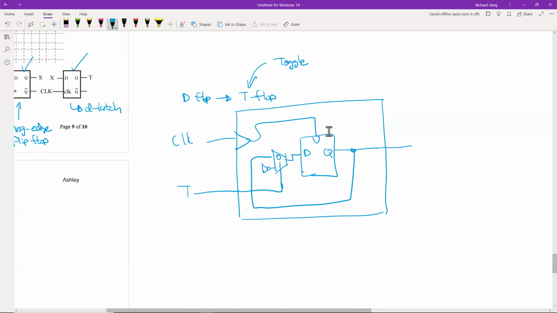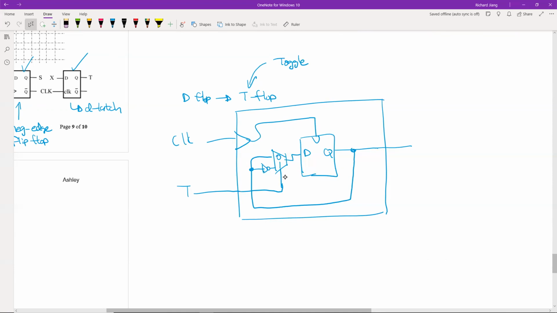So we're going to literally invert whatever the previous value of Q was, and then we'll just feed it back into D. And that's why we call it a toggle flip flop. Make sense? Okay, so if T is 1, then Q bar is what's going into D, and then when T is 0, you just get Q, right?